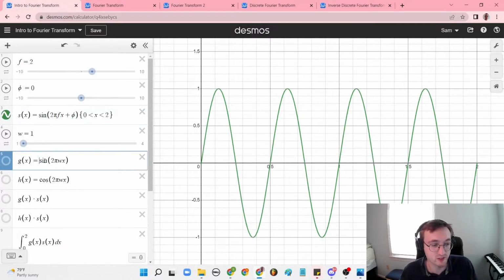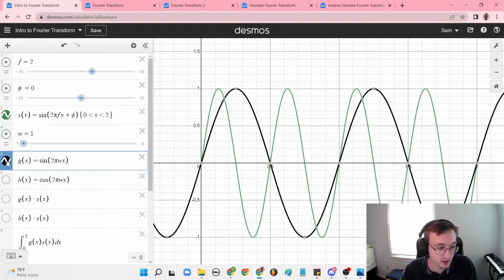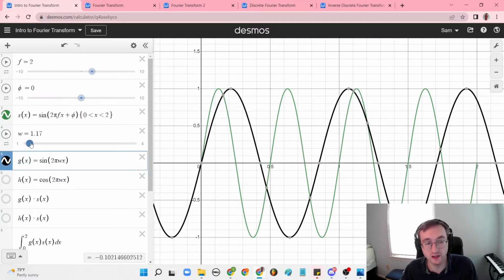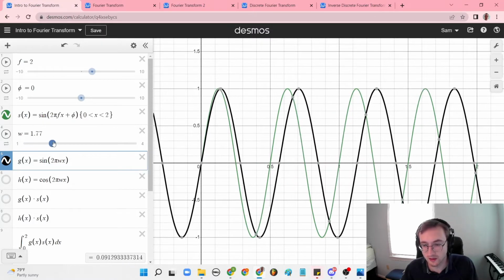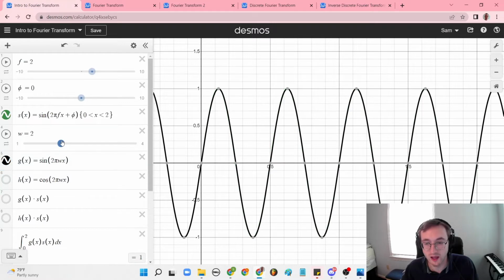So here's just a simple sine of 2 pi omega x, omega, which I'm trying to make, which is really our sampling frequency. And so I'll graph this. Right now it's 1. And as you can see, they don't align very well. But as I get closer to 2, obviously they start to align until they align perfectly when omega is 2. I'll try to say omega if I say w. I'm sorry, it's just the limitation of Desmos.